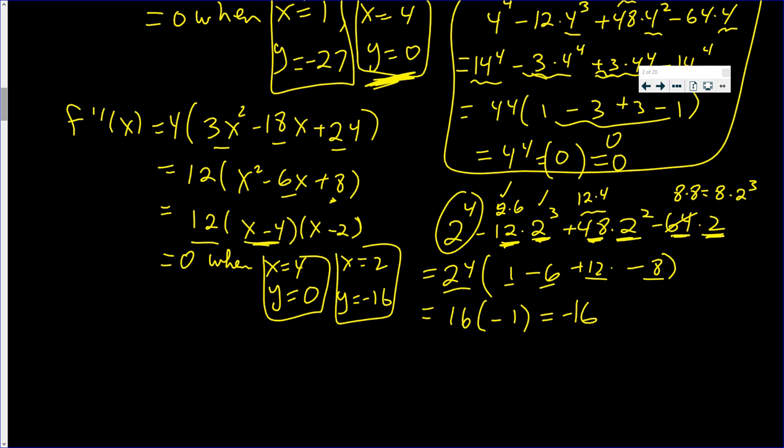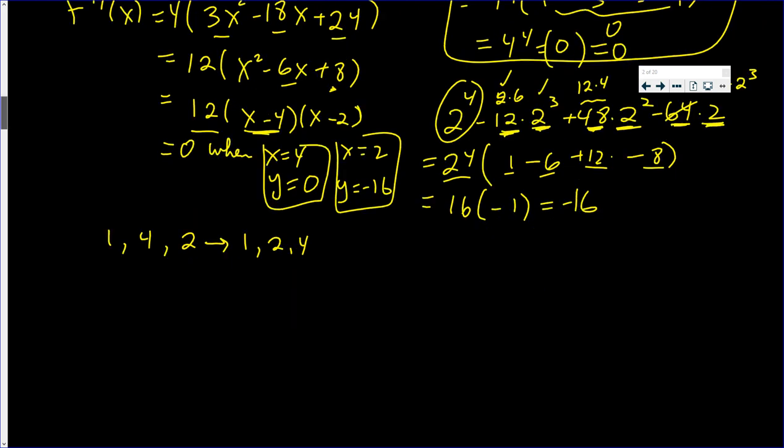I write down the x values that made the first derivative 0. I write down any new values that made the second derivative 0. I don't have to write 4 again. And then I put them in order, 1, 2, and 4.